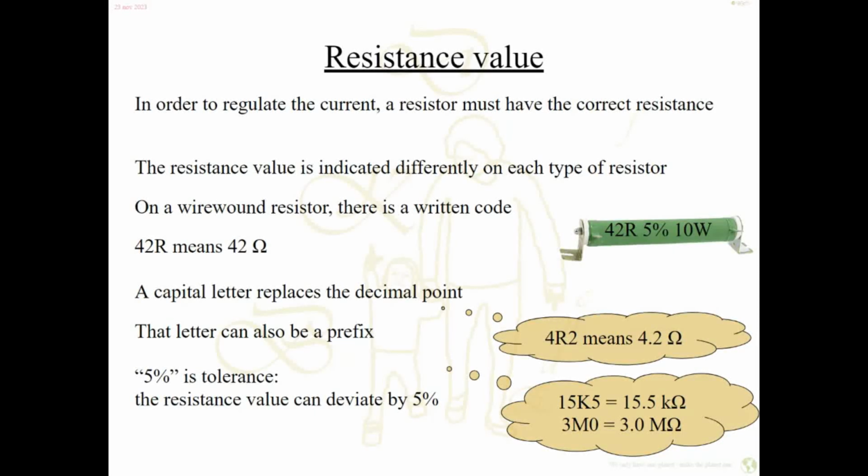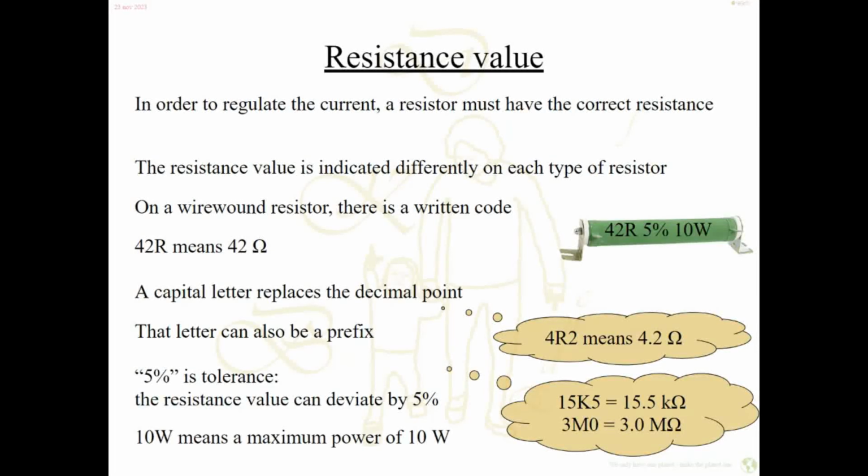When producing it, it's not always possible to make it exactly 42. They aim for 42 ohms, but maybe it's a slight bit more or a tiny bit less. And this is how precise they're made. The smaller the tolerance, the more accurately they have been manufactured. And this means it can differ about 5%.